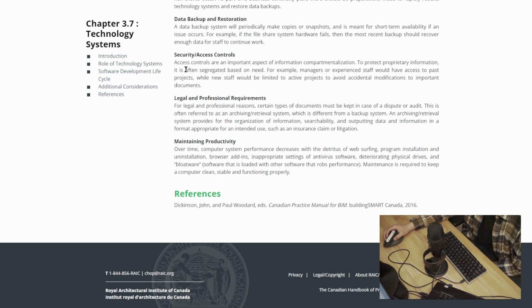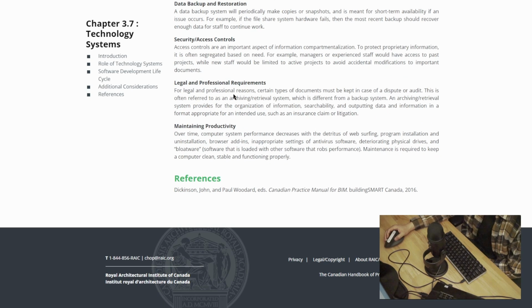Security/access controls. Access controls are an important aspect of information compartmentalization. To protect proprietary information, it is often segregated based on need. For example, managers or experienced staff would have access to past projects, while new staff would be limited to active projects to avoid accidental modifications to important documents.